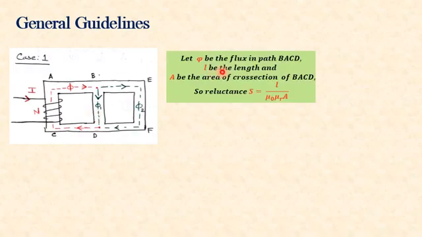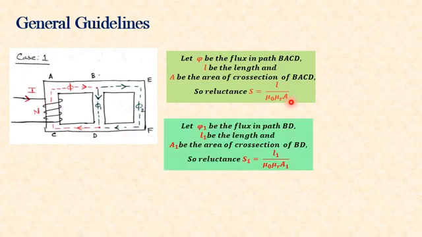Let phi be the flux in the path BACD. Let L be the length of this path and A be the area of cross section. So the reluctance of path BACD is S equal to L by mu 0 mu r into A.